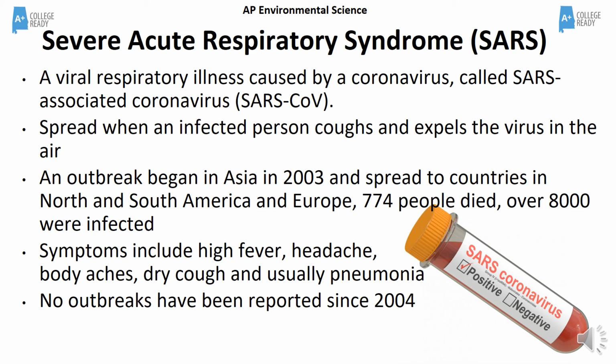Severe acute respiratory syndrome, or SARS, is a viral respiratory illness caused by a coronavirus. It is spread when an infected person coughs and expels the virus in the air. An outbreak began in Asia in 2003 and spread to countries in North and South America and Europe. Over 700 people died and over 8,000 were infected. Symptoms include high fever, headache, body aches, dry cough, and usually pneumonia. No outbreaks have been reported since 2004.